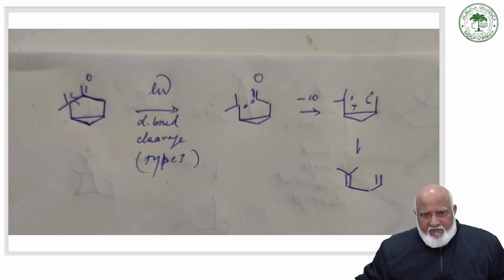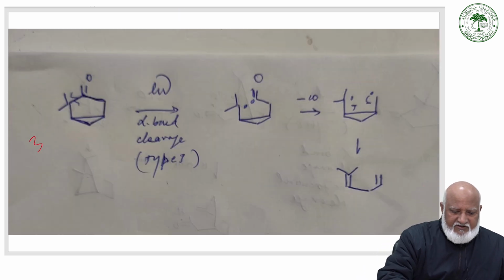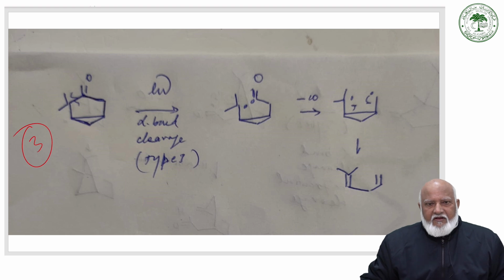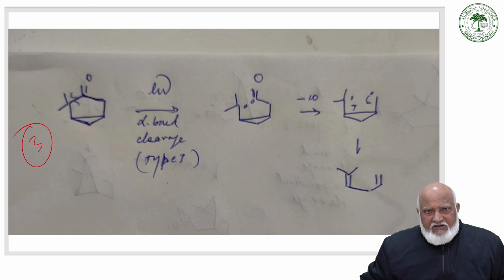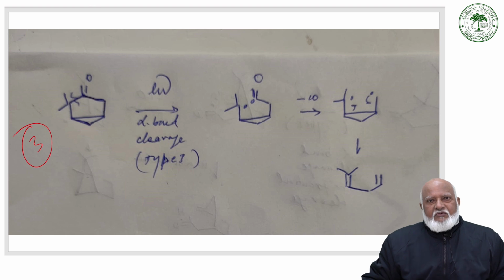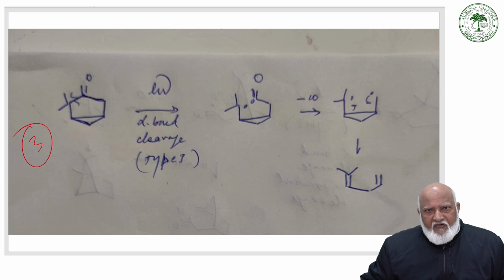Going further to the next example, this is the third example in this series. As I have mentioned, people have tried enormous systems to look at the preferential alpha bond cleavage, and also to look at the formation of different products in the Norrish type 1 reaction in alicyclic ketones, monocyclic as well as bicyclic ketones, and with the cyclopropane ring, just to see how the cyclopropane ring also opens up when there is an adjacent radical present.